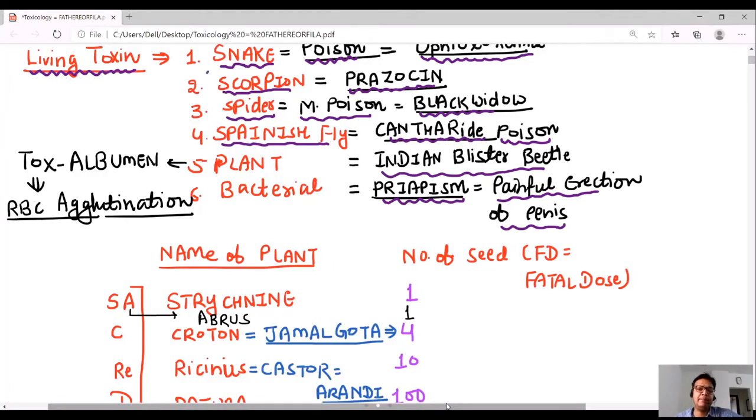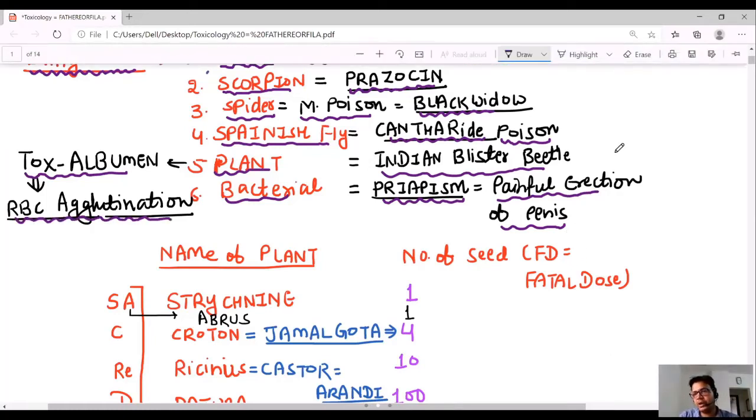Now, sir, plant toxin and bacterial toxin are also living toxin. Plant produces toxalbumin, and mechanism of toxalbumin is RBC agglutination.